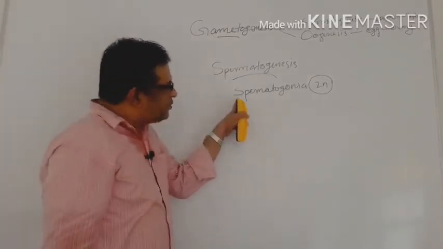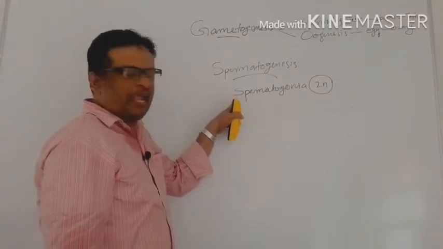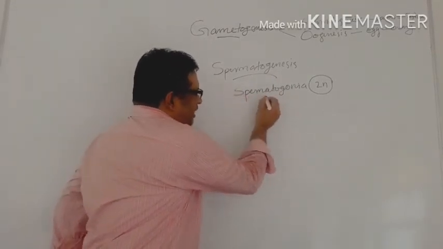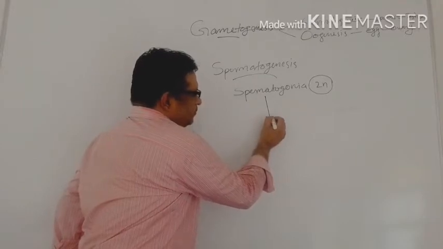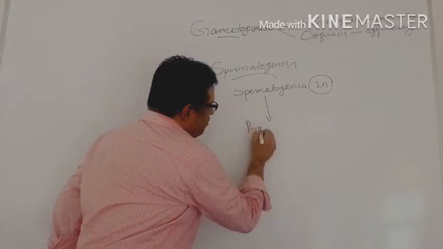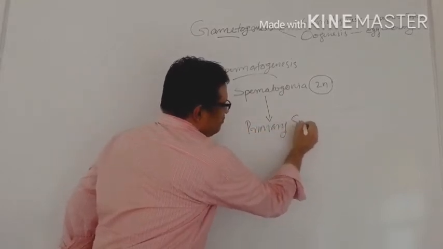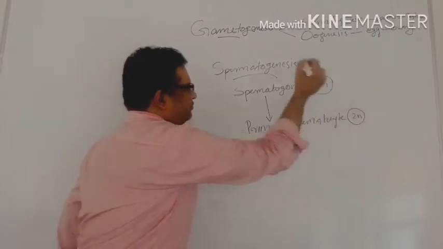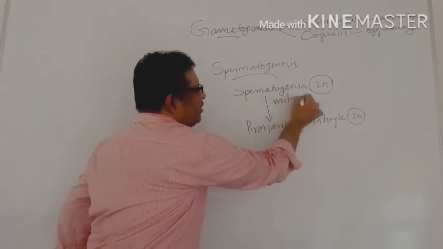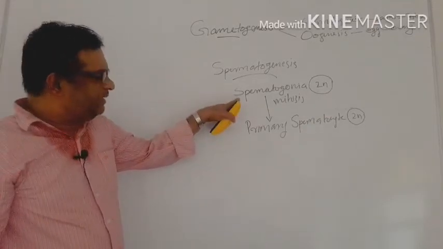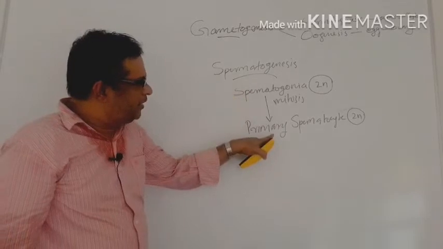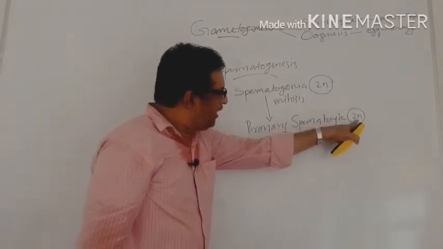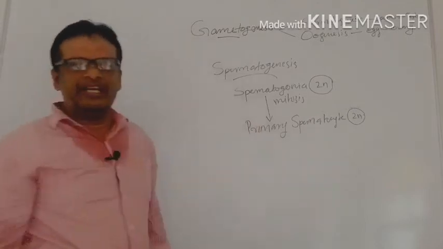Some of the spermatogonia thus formed by the mitotic division of primordial germ cells present in the seminiferous tubules grow into primary spermatocytes, which also have 2N number of chromosomes. Here also the division is mitosis, and therefore whatever chromosome number is there in the parent cell is retained in the daughter cell also.